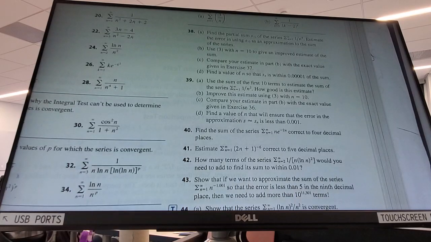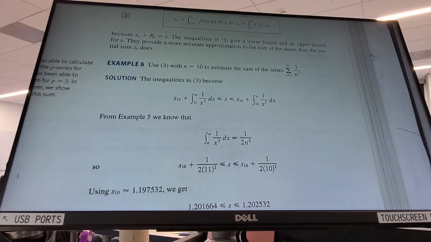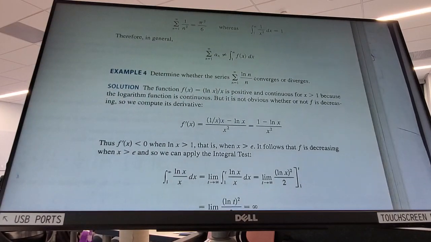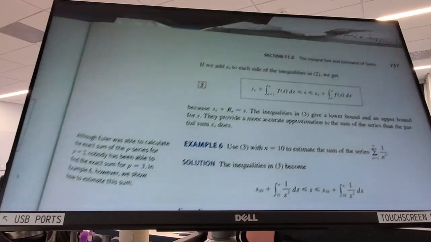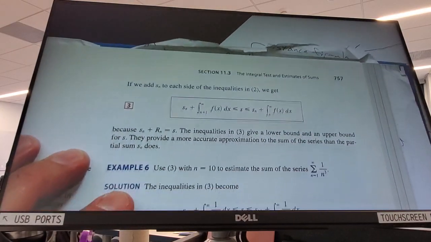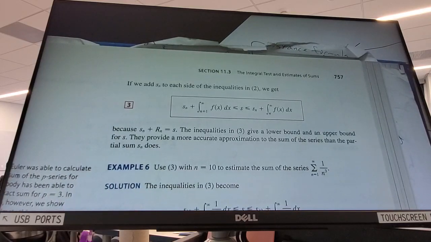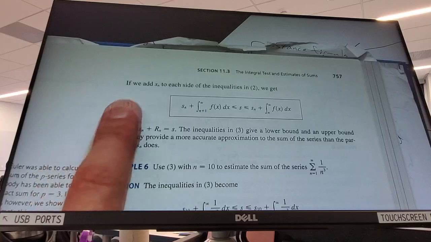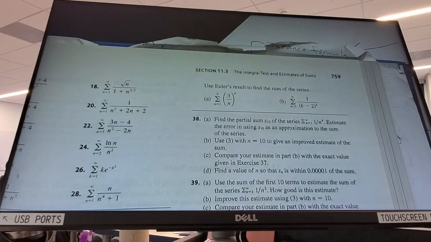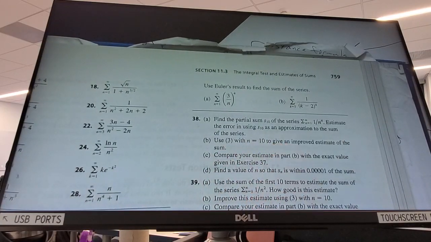So it references a process they talk about in the, here, is that it? That's 1. That's 2, there's 3. See how it says use 3? And that's the 3 it's talking about right there. So use 3 with n equals 10, yeah.